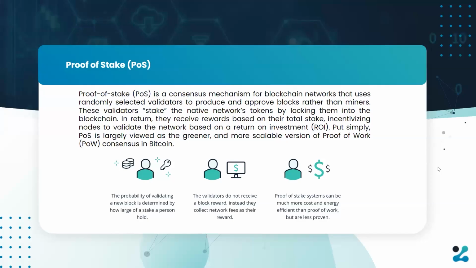Moving on to the next one, proof of stake. This is also a popular consensus mechanism which came after proof of work, right? It is a consensus mechanism for blockchain networks that uses randomly selected validators to produce and approve blocks rather than miners. So it has a certain number of validators. We don't call them miners. There are validators, which are also selected, right?